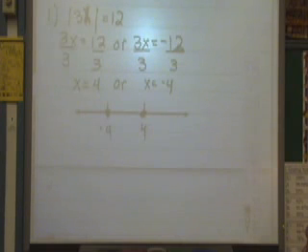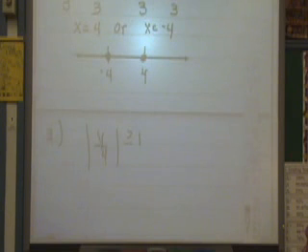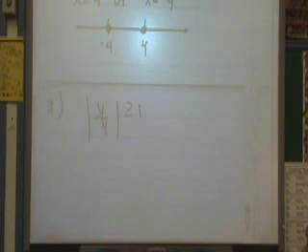Number 3 is the absolute value of y divided by 4 is greater than or equal to 1. So the graph of that should look like what, Jay? Egyptian? Yes. Compound sentence. y over 4 is greater than or equal to 1, or y over 4 is less than or equal to negative 1.